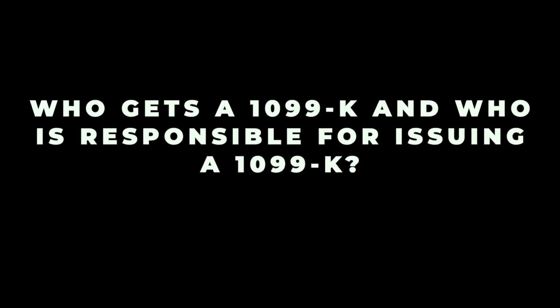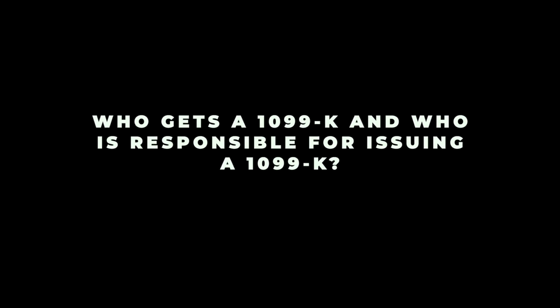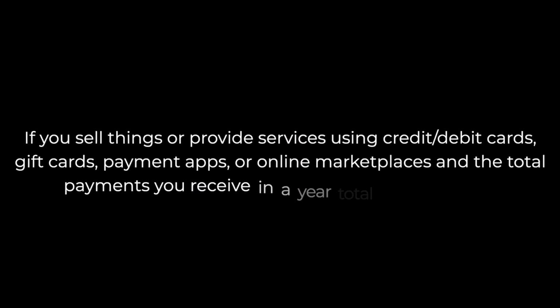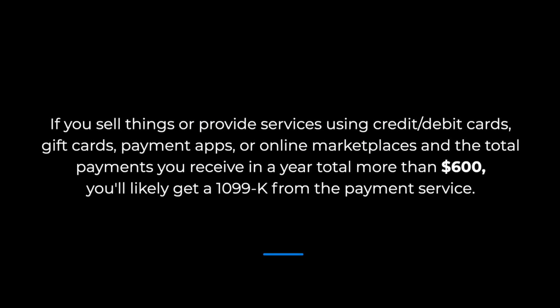So who gets a 1099-K and who is responsible for issuing a 1099-K? If you sell things or provide services using credit or debit cards, gift cards, payment apps, or online marketplaces, and the total payments you receive in a year total more than $600, you'll likely get a 1099-K from the payment service. This form is sent by entities handling payments like card processors, apps, or marketplaces like Venmo, Square, Poshmark, or eBay. It's received by various people like business owners, freelancers, online sellers, property managers, Airbnb hosts, and those selling items like clothes or tickets online.